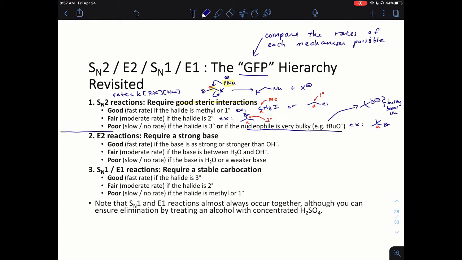Now let's transition to thinking about E2. So the rate law for E2 is pretty similar to the rate law for the SN2. That's why they both have 2 in their names.